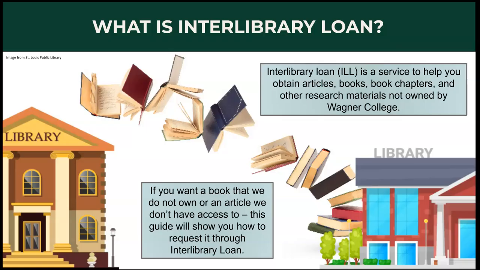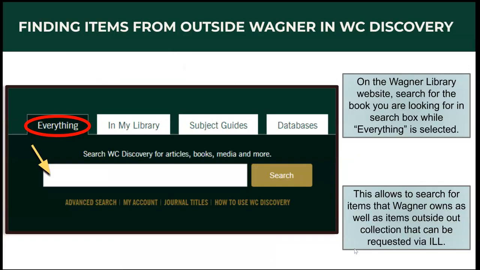Interlibrary Loan is a service in which we can request any of these desired materials from other libraries across the world. To start, begin at our Wagner Library homepage. Go to wagner.edu/library or look up Wagner Library in Google to find our library homepage.